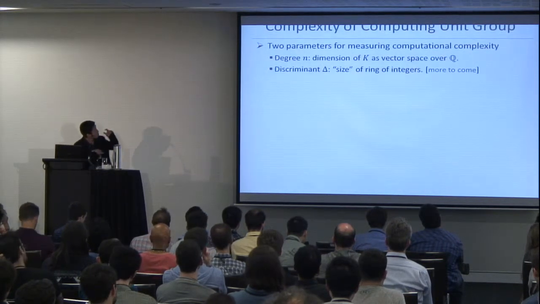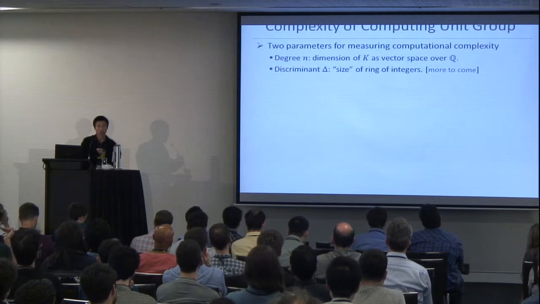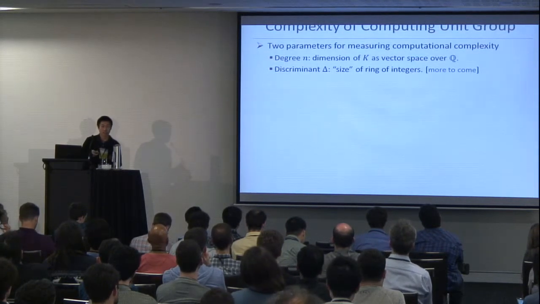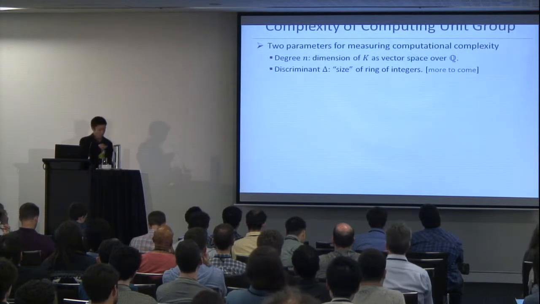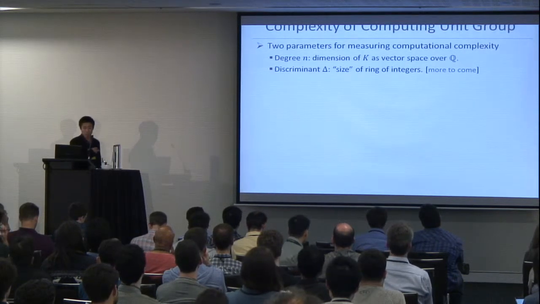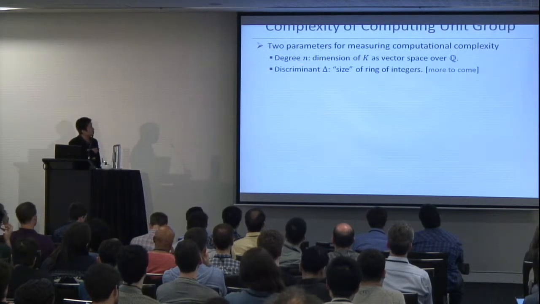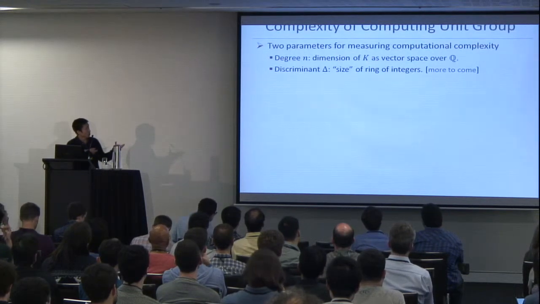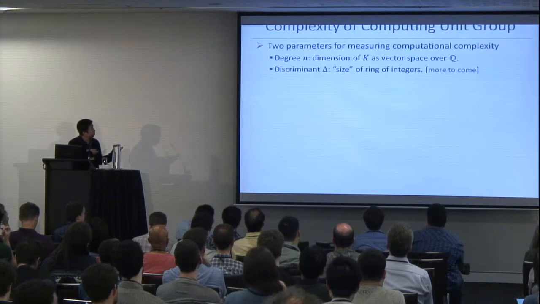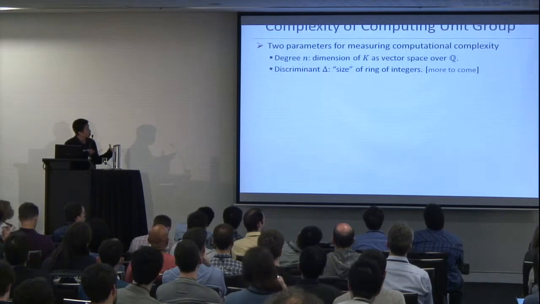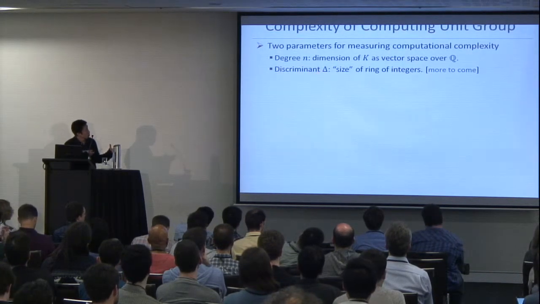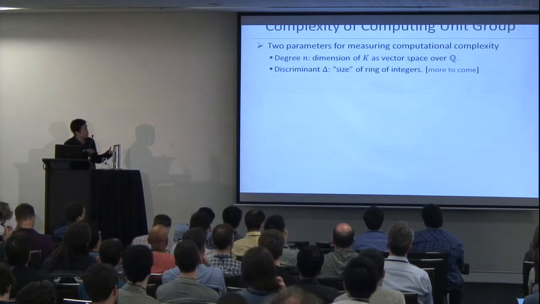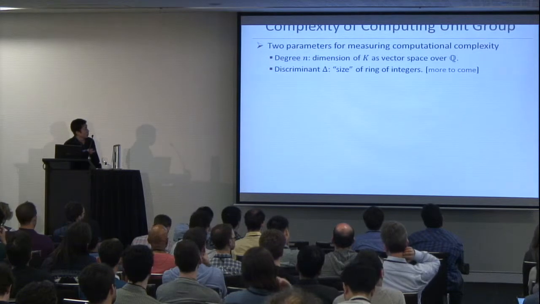So next, we want to do computations in the number field, and in order to talk about the computational complexity, we use 2 parameters. The first one is the degree, n, which is the dimension of the field when we view it as a vector space over the rationals. And another parameter is the discriminant of the ring of integers. It roughly measures the size of the ring of integers. And I'll say more about this in a moment.